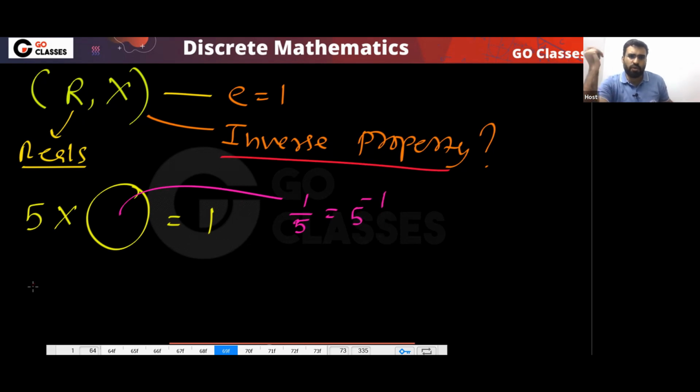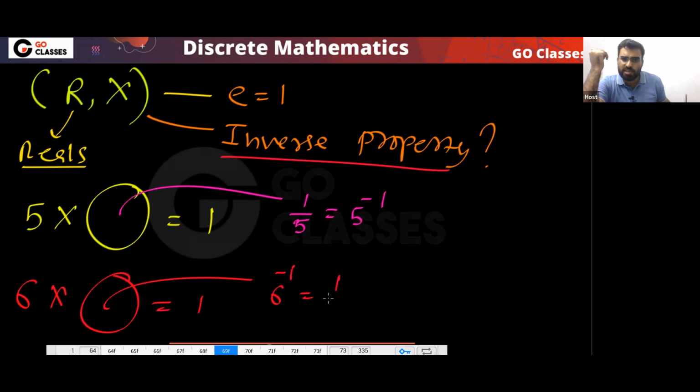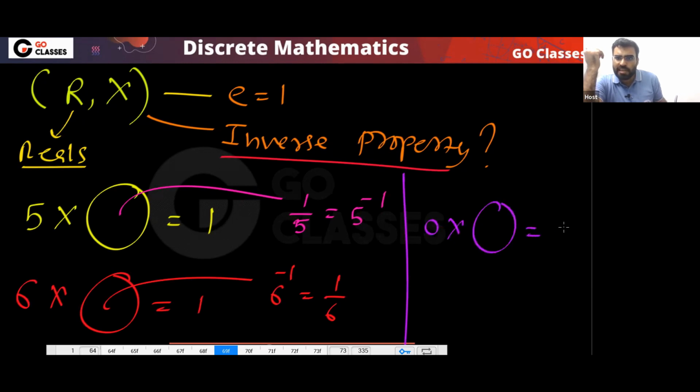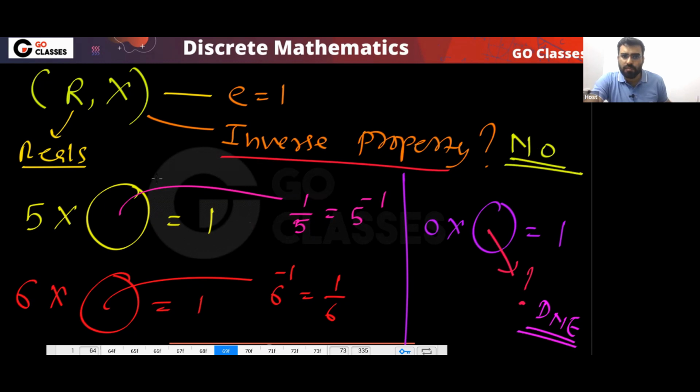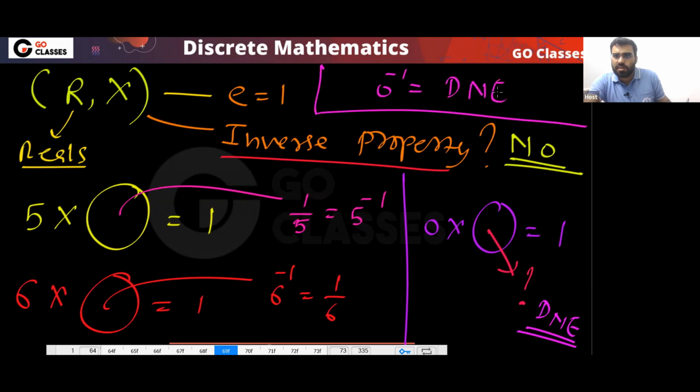But remember, for 6, the inverse will be 1 by 6. But what is the inverse of 0? Tell me, what should I put here such that I get the identity element, such that I get 1? It does not exist, right? So the inverse property is not there because 0 inverse does not exist.